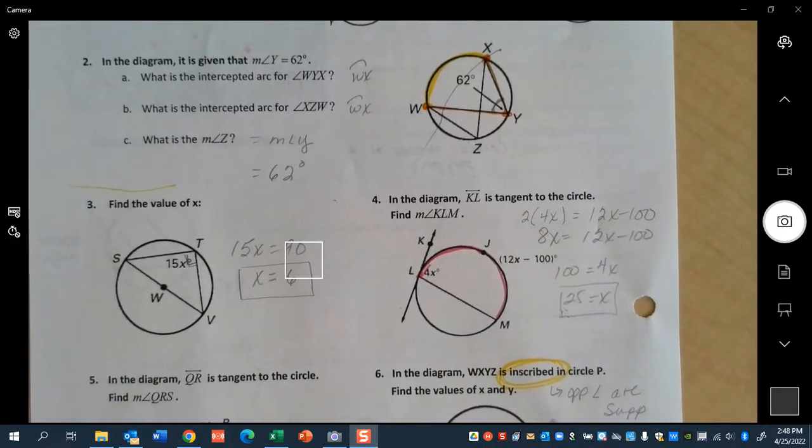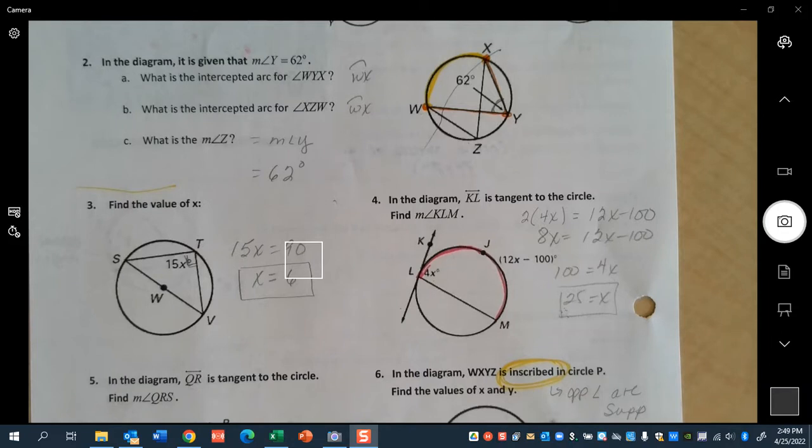In the diagram, it's given that the measure of angle y is 62 degrees. What is the intercepted arc? The definition of the intercepted arc is the arc that's formed by the endpoints of the angle. These chords that make up this angle have endpoints on the circle. So x and w are the endpoints of the intercepted arc. So it's arc wx. What is the intercepted arc for angle xzw? It's the same one. So the measure of angle z is also going to be 62 degrees.